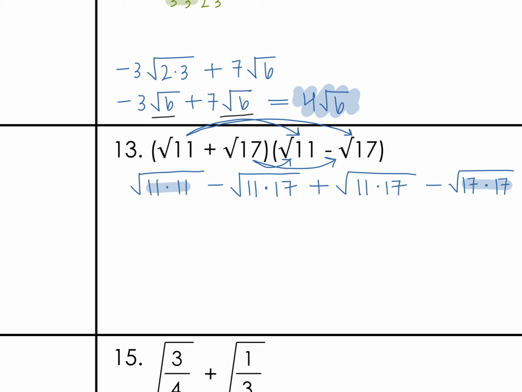But if you look in this middle section here, I don't even have to worry about multiplying those together, that 11 times 17, because I'll notice that I have the same thing, but one is positive, one is negative. They will just cancel each other out. And so I'm going to have that 11 minus 17, which will give me negative 6.